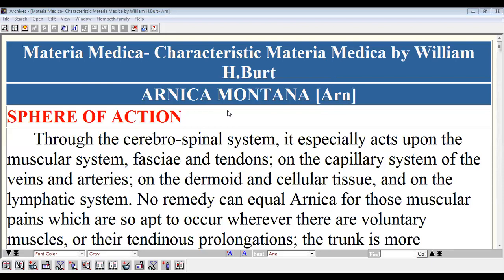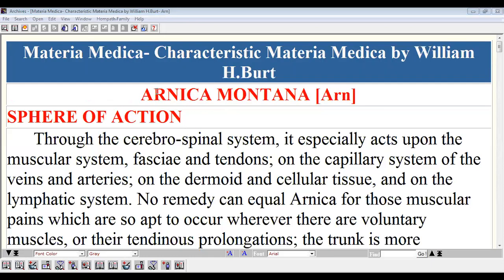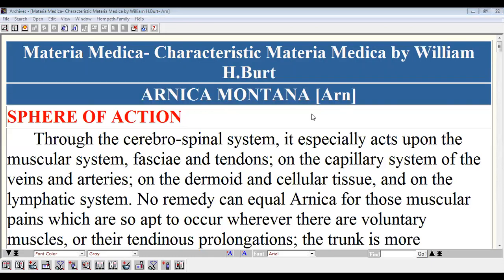What is the method details? Now, see, after the name of the book, there is the name of the medicine, Arnica montana, and the first heading that appears is the sphere of action. You have understood what is sphere of action. Now, what is the sphere of action of Arnica montana according to William Bird? That I will read for you. Through the cerebrospinal system, it especially acts upon the muscular system, fascia, and tendons.